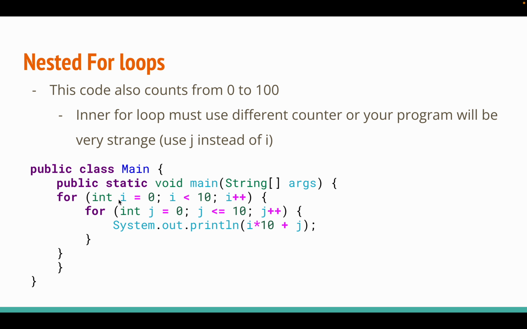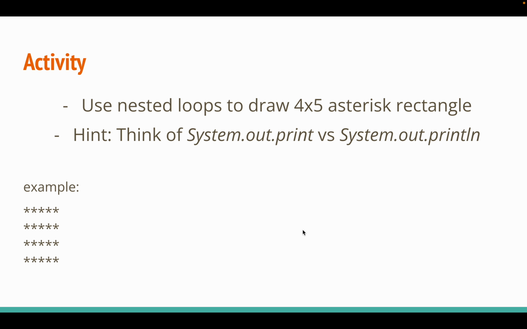So here you can see this one starts from 0, it ends at 9, it's going to increment by 1 each time. And then j also starts at 0, it ends at 10, and it increases. And here you can see we have the same logic of i times 10 plus j. Now let's go ahead and try this out.